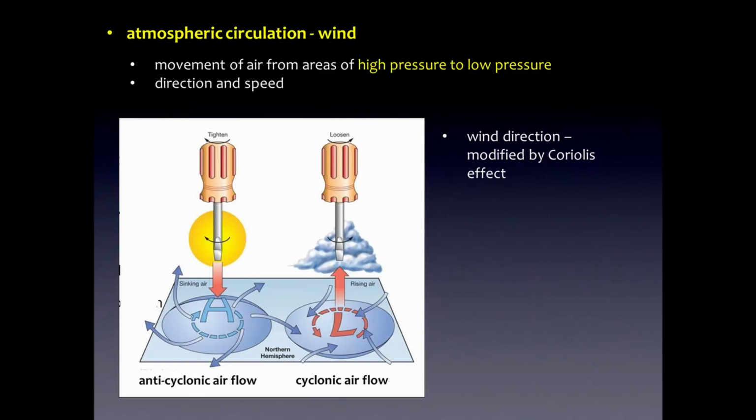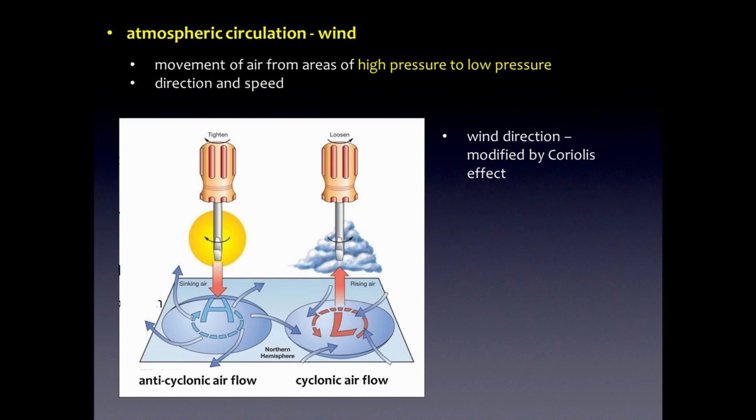So typically within the atmosphere, air will move from areas of high pressure to low pressure. If we combine this with the Coriolis effect, we see two types of airflow: anticyclonic airflow and cyclonic airflow. Anticyclonic airflow, we'll go with that one because that's on the left-hand side of the image.